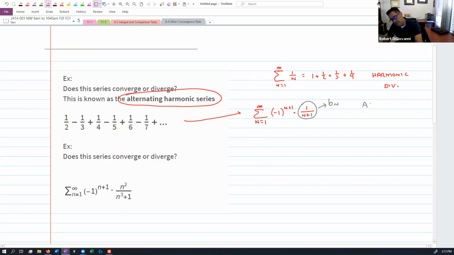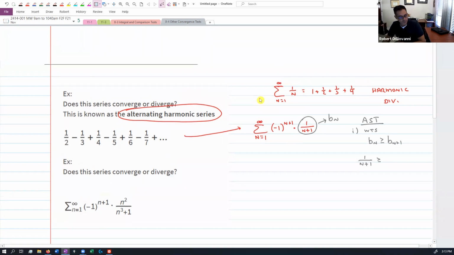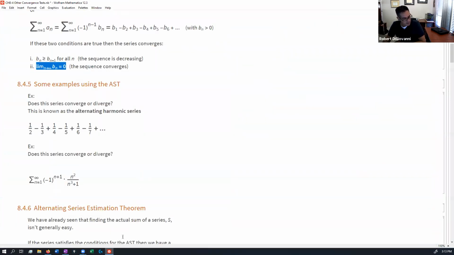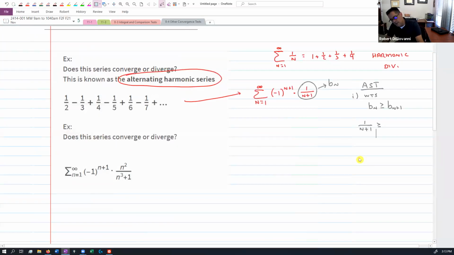If I run the alternating series test, the first condition is I want to show that b sub n is greater than or equal to b sub n+1. So I want to show that it decreases. b sub n is just the formula, and b sub n+1 is this formula with n+1 plugged in.